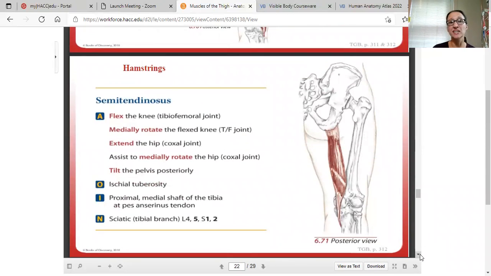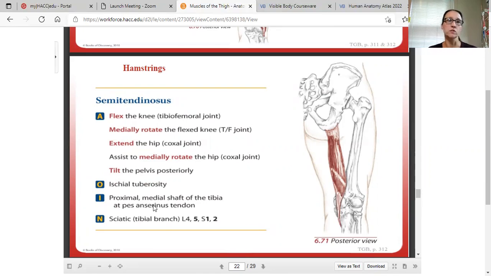All right, so here we have the semi-sisters, semitendinosus and semimembranosus. Semitendinosus and membranosus are synergists, okay? They are in the same spot, essentially, and they do the same things. Semitendinosus is the more superficial of the 2. Its origin is the ischial tuberosity because they all originate at the ischial tuberosity. And its insertion is the proximal medial shaft of the tibia at the pes anserinus tendon.